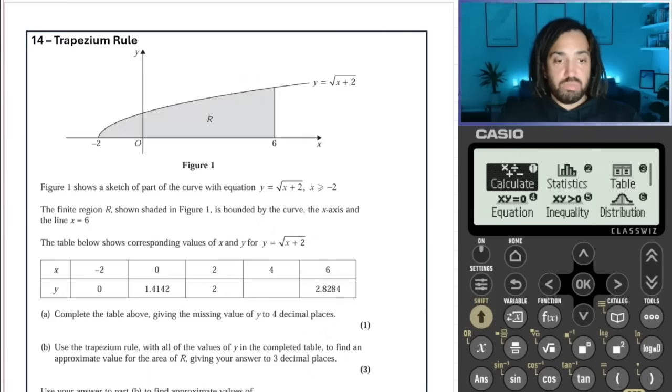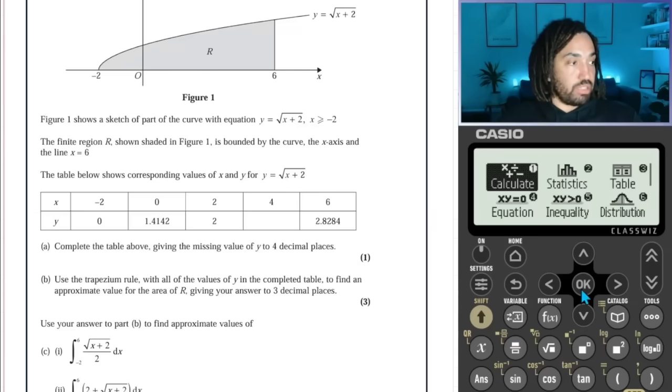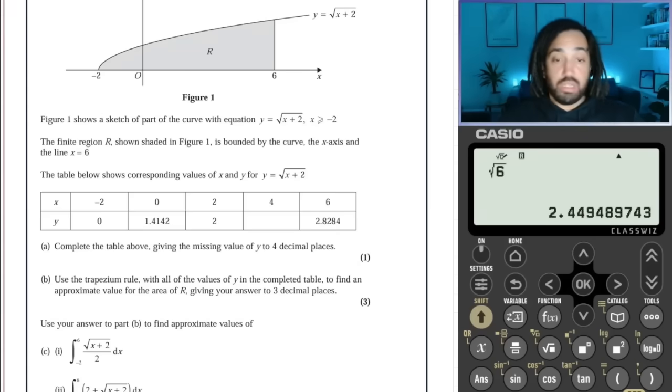We have a trapezium rule question, and you've got all the information there. And essentially it's asking us to complete the table. So we need to sub x is equal to 4 into this, which gives us the square root of 6. So on the calculator, we'll just put in the square root of 6. And then we need to give that to 4 decimal places. So that is 2.4495.